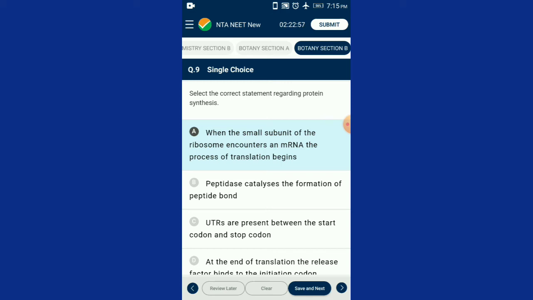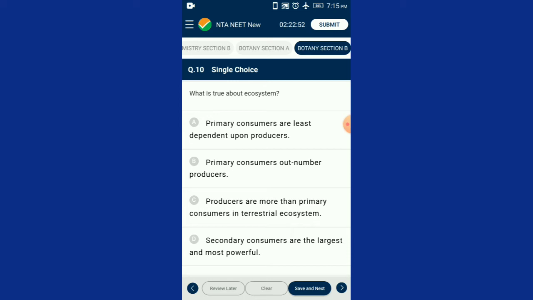Question number 10. What is true about ecosystem? In an ecosystem, producers, that is green plants, are always more than consumers, such as herbivores, carnivores, etc. So the answer is option C. Producers are more than primary consumers in terrestrial ecosystem. That is the correct statement regarding ecosystem.